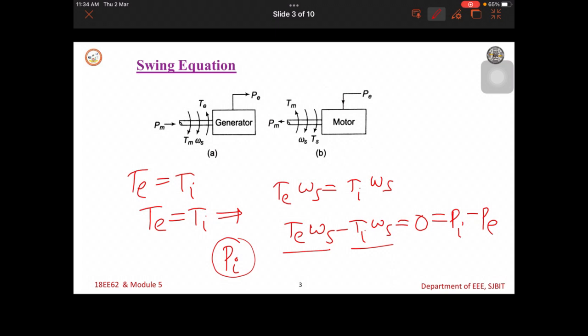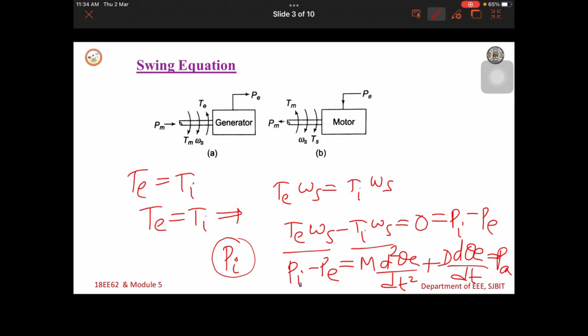If Pa is the accelerating power, then Pi minus Pe is m into d square theta e over dt square plus d into d theta e by dt, which is equal to Pa, the accelerating power. The difference between the input power and the output power is the accelerating power, which can be written as m into d square theta over dt square.